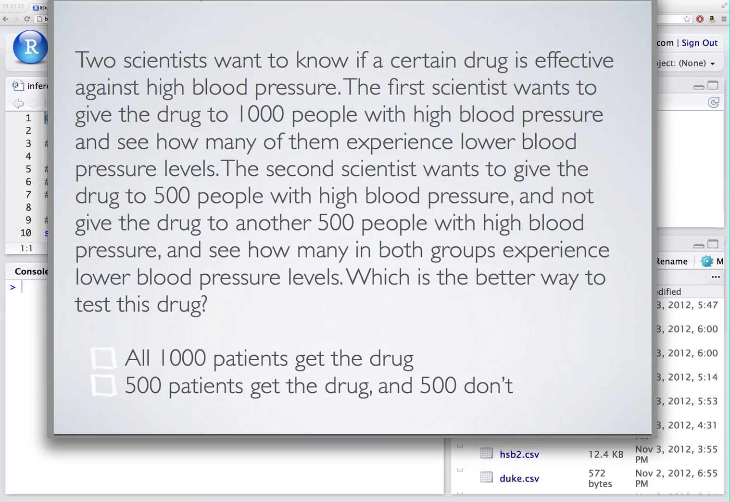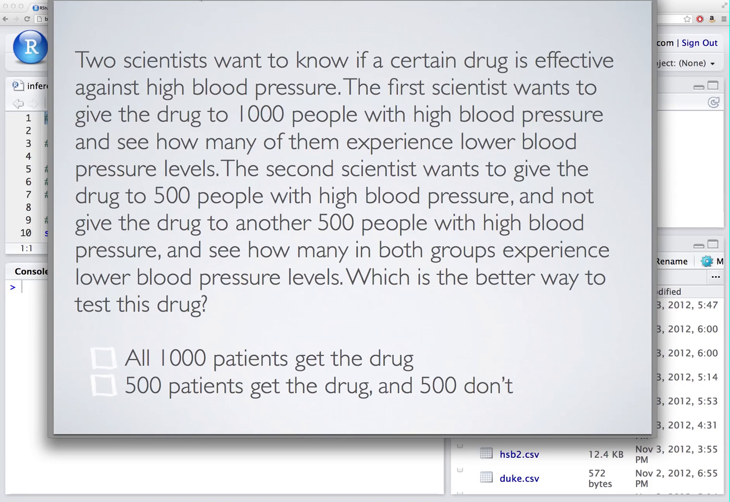The first scientist wants to give the drug to 1,000 people with high blood pressure and see how many of them experience lower blood pressure levels. The second scientist wants to give the drug to 500 people with high blood pressure and not give the drug to another 500 people with high blood pressure and see how many in both groups experience lower blood pressure levels. Which is the better way to test this drug?